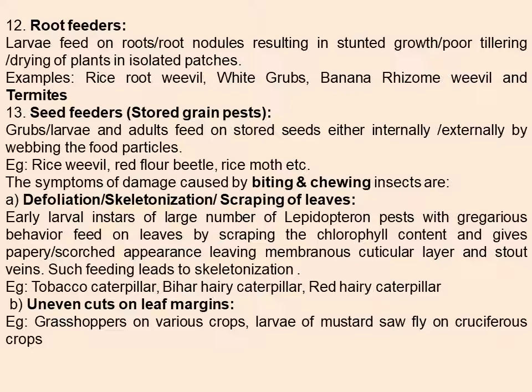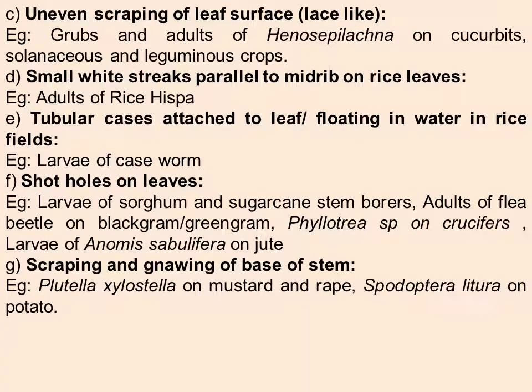Uneven cuts on leaf margins, like the grasshoppers on various crops, larvae of mustard sawfly on cruciferous crops. The leaf margins are damaged. The uneven scraping of leaf surface, the grubs and adults of Henosepilachna on cucurbits, solanaceous and leguminous crops, or the small white streaks parallel to the midrib on rice leaves, like the damage caused by adults of rice hispa. The tubular cases attached to leaves floating in water in rice fields, for example, the damage caused by larvae of caseworm.